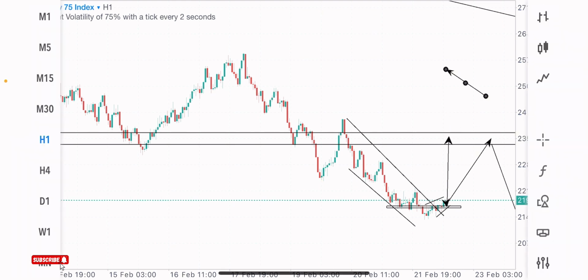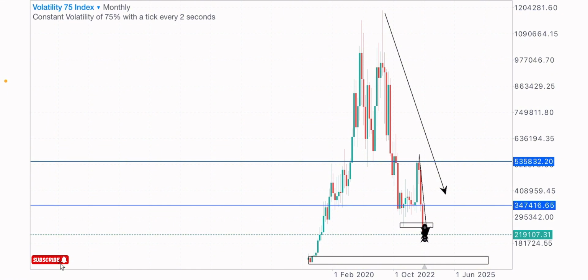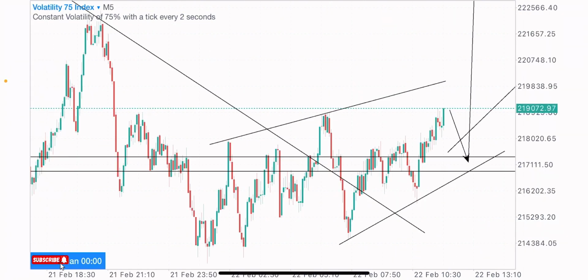Basically, I was able to analyze from a higher time frame, that's the monthly time frame, down to a lower time frame, the 5-minute time frame, for my possible trade opportunities.